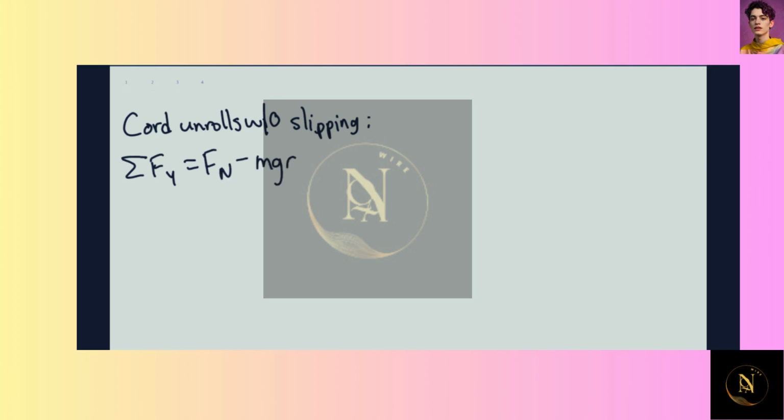We know that the cord unrolls without slipping. So we can say the sum of forces in the y direction would equal force normal minus mg cosine of theta. This would equal 0. So we can say force normal would be equal to mg cosine of theta.